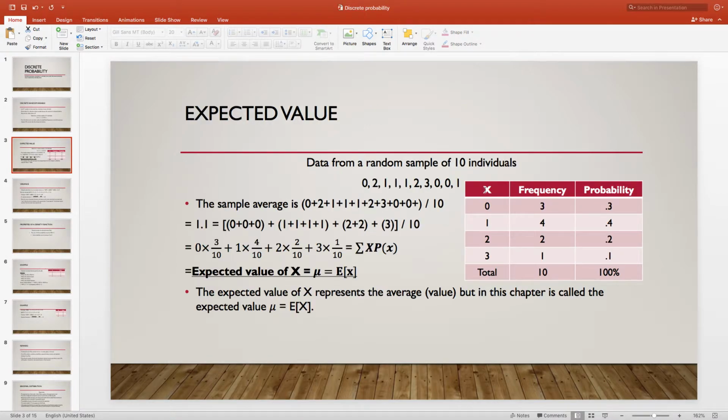Now, this table right here, that's called a density table. And usually it just lists x versus probability. You don't get frequency.